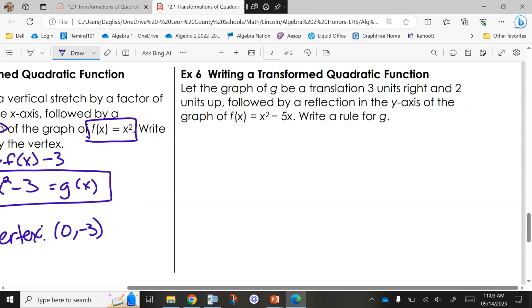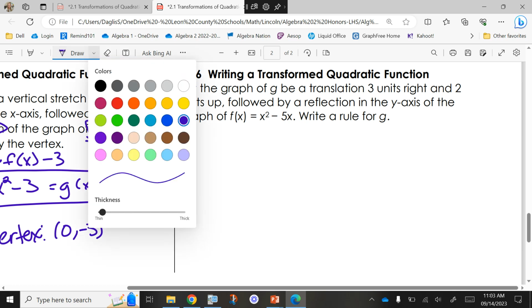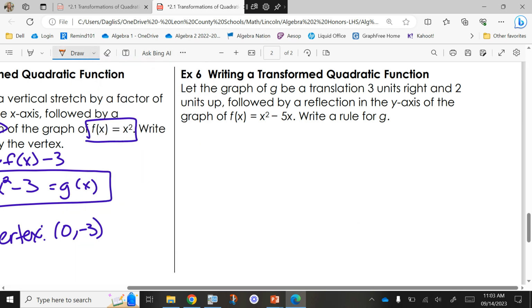All right, this one. Let the graph of g be a translation 3 units to the right and 2 units up, followed by a reflection across the y-axis of the graph f of x equals x squared minus 5x. Write the rule for g. Okay. Ready? Let's deal with the whole up, down, left, right stuff first. Okay. So to go 3 units right, we're going to subtract 3, correct? And then to go up 2, we're going to add 2 to the end of my function.